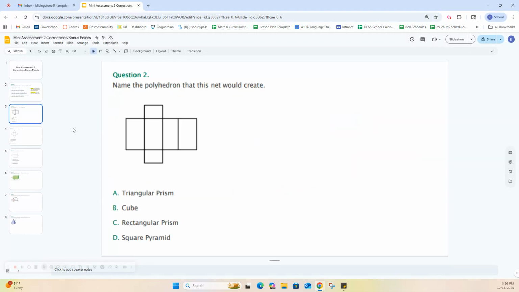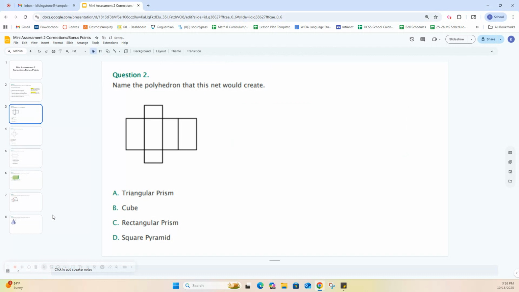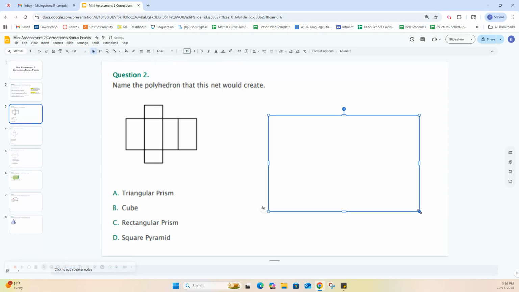Name the polyhedron that this net would create. First off, we need to think about what a polyhedron is. A polyhedron is just a 3D figure. So let's just remember that. We have here different prisms and pyramids. We need to first remember the difference between prisms and pyramids. Let's start with prisms. Prisms have rectangle sides and 2 bases. In other words, they have a top and bottom, or front and back.